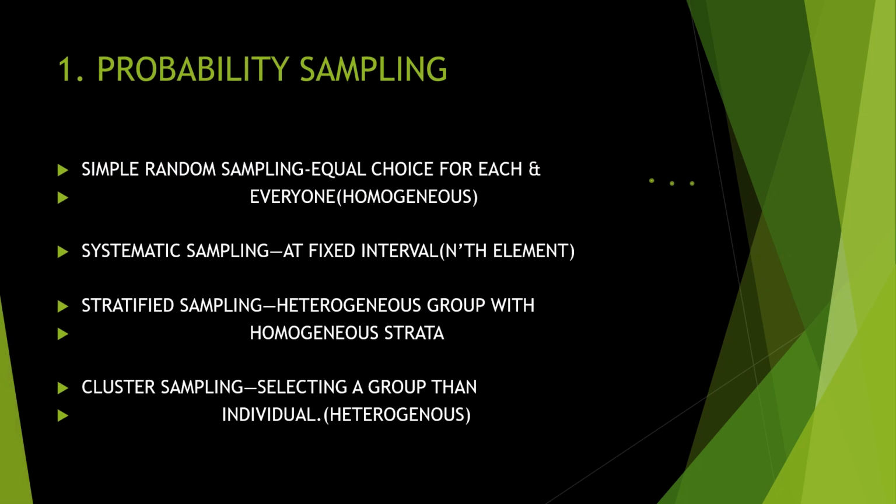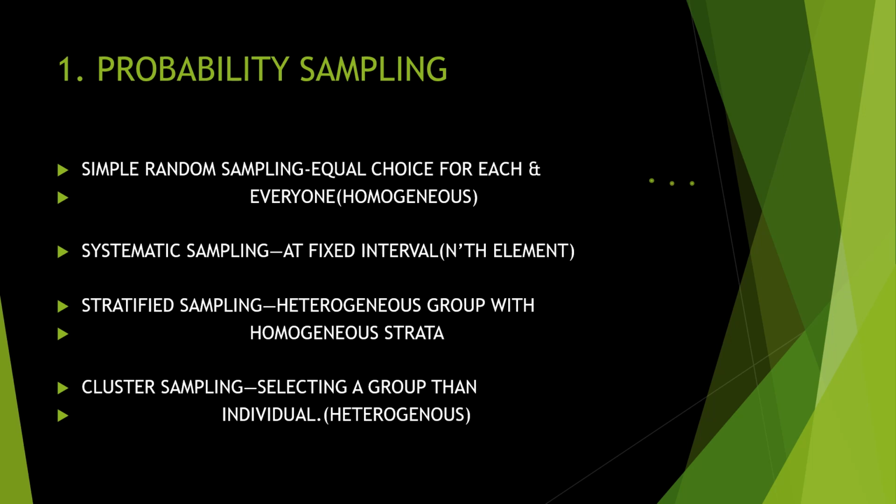Probability sampling. Okay, what is probability sampling? Probably means there is a chance. Chance is what we call probability sampling. And probability sampling is of four types. First is simple random sampling. In simple random sampling, the students are getting an equal choice. Equal choice means everyone has a chance to be part of the research. That is what we call probability sampling, simple random sampling.